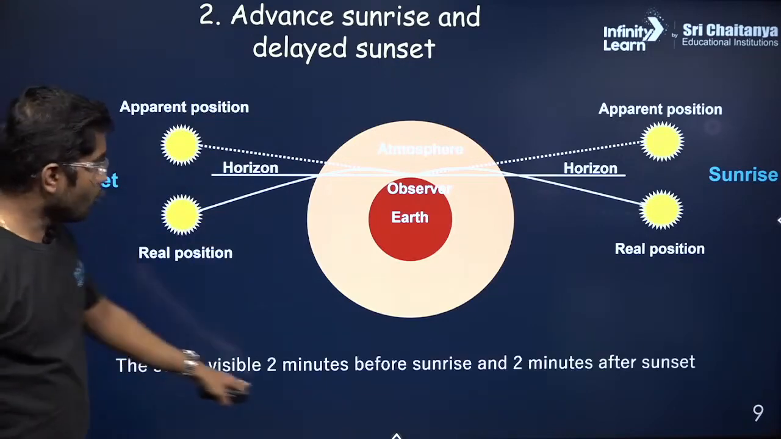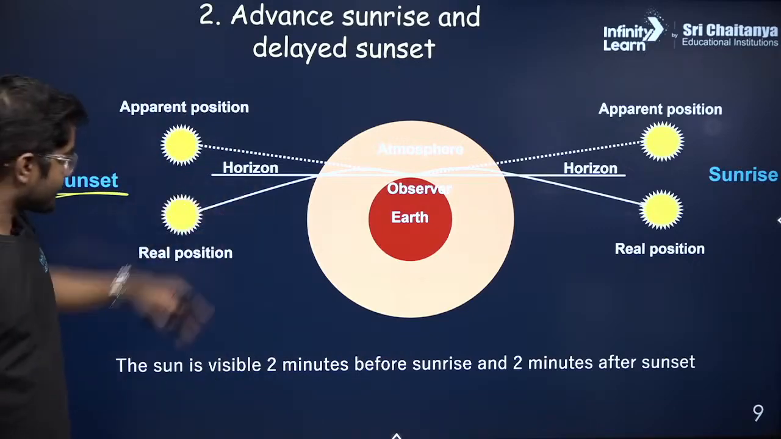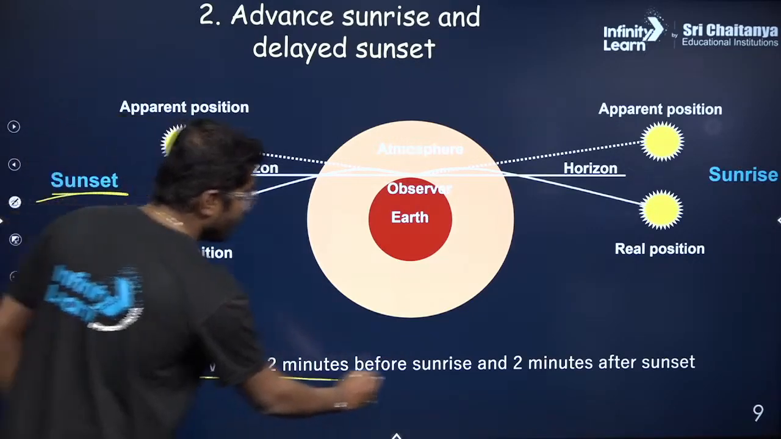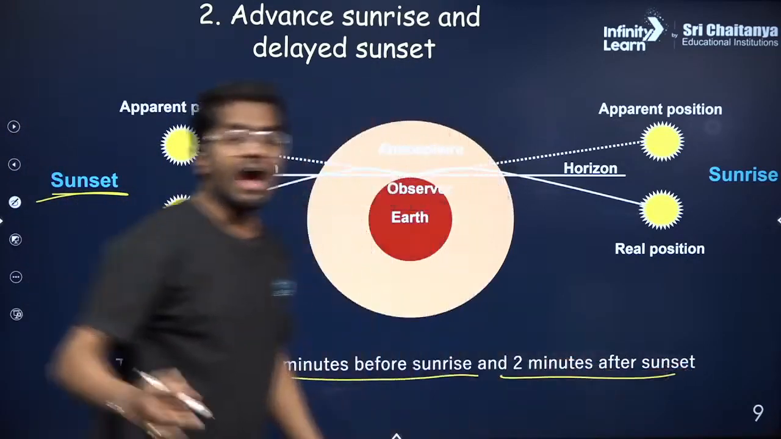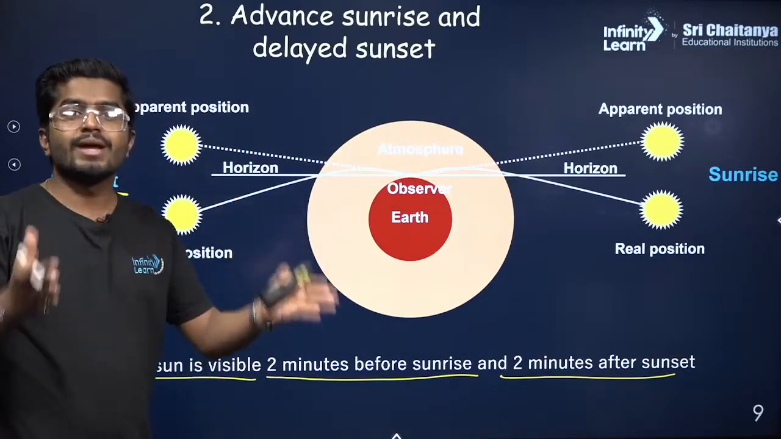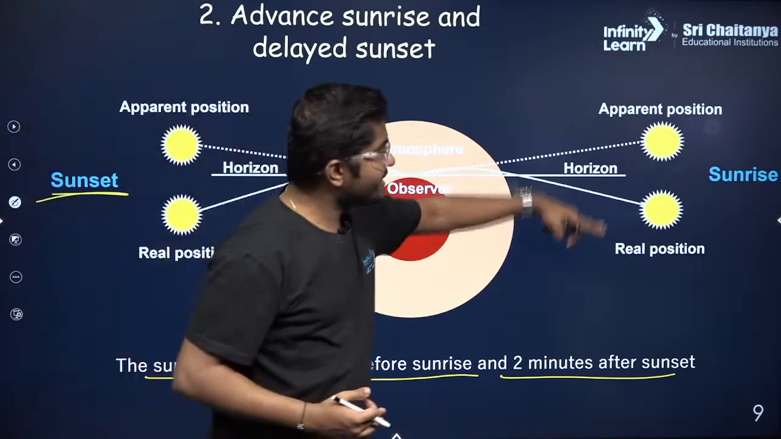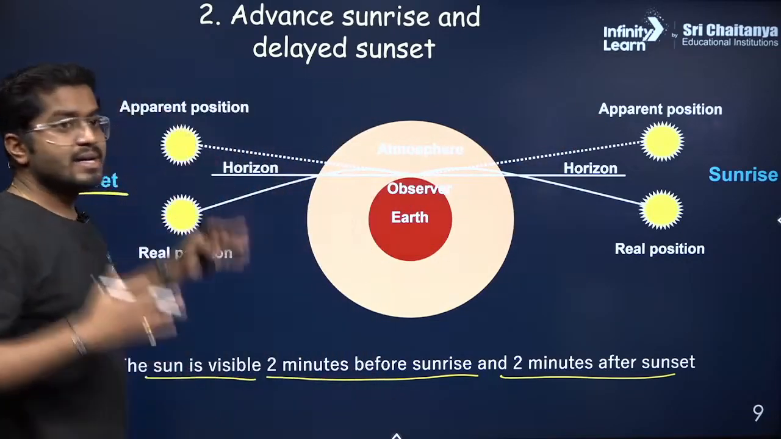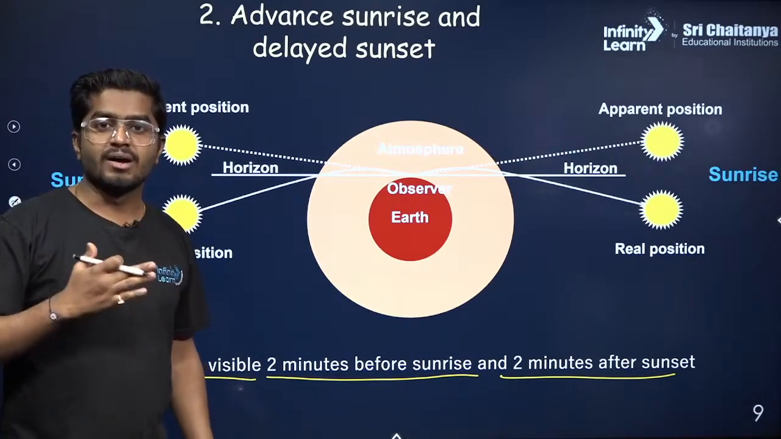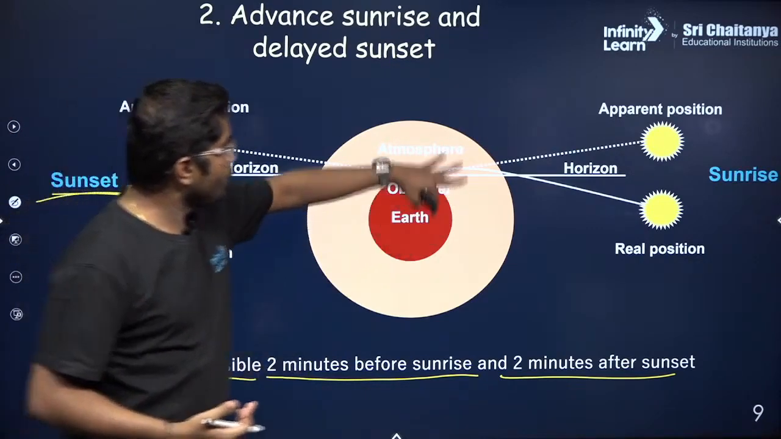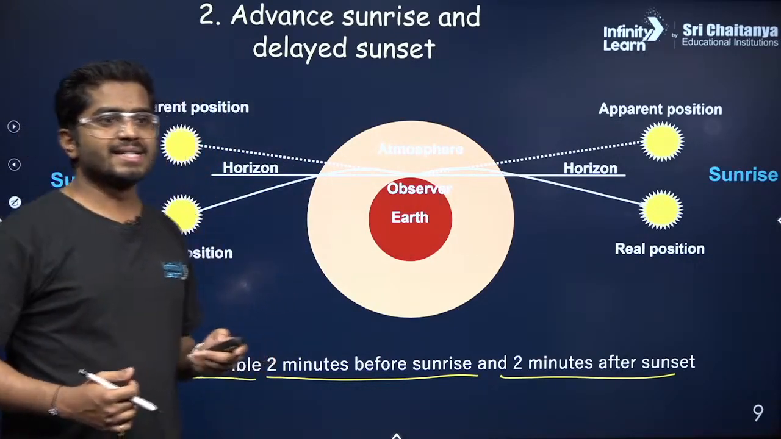So there is a 2-minute delay in the sunset. So the sun is visible 2 minutes before the sunrise and there are 2 minutes of delay after the sunset. So the total duration of the day will be increased by how many minutes? 2 minutes here and 2 minutes here. The sun will be in the sky for 4 minutes extra than it should be, and this is due to the atmosphere. Okay? All right.